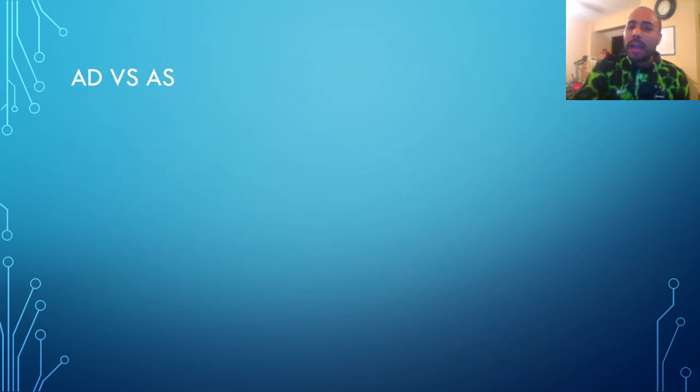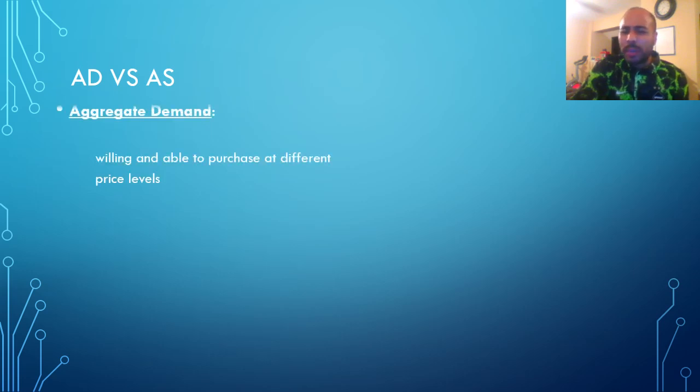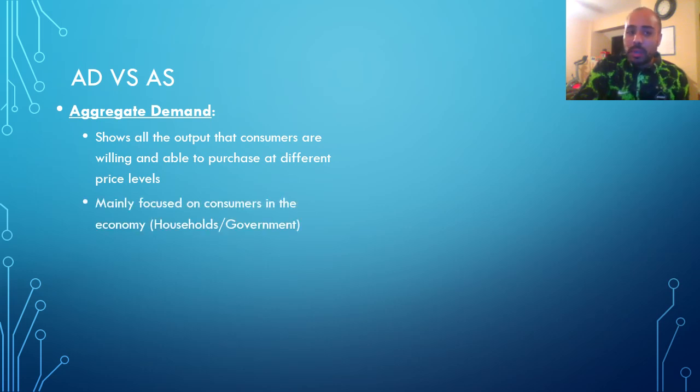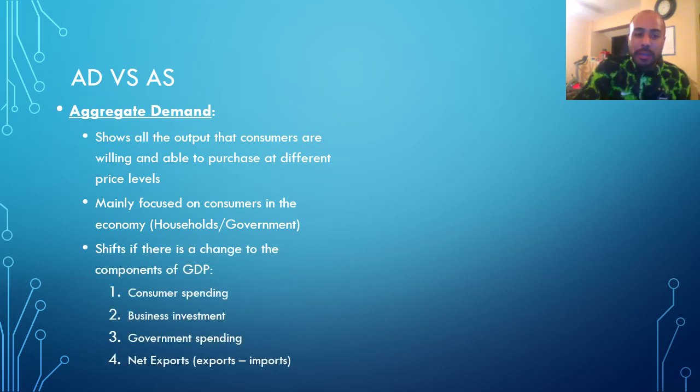All right, aggregate supply versus aggregate demand. We've pretty much talked about this, but let's go through it again. Aggregate demand shows all the output that consumers are willing and able to purchase at different price levels. So when we think about aggregate demand, we're mainly thinking about consumers in the economy. So we're thinking of like households or the government, or we could also be talking about business investment. Like let's say a business decides they're going to build a new location. That would also fall under aggregate demand.